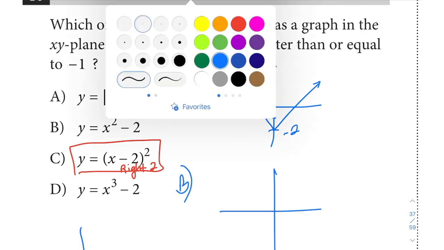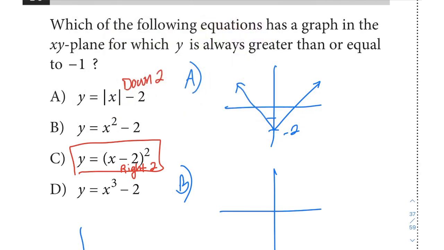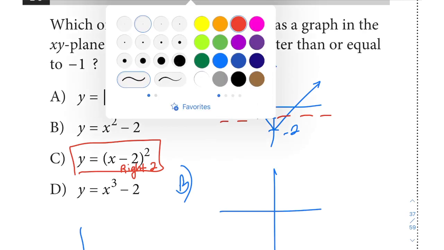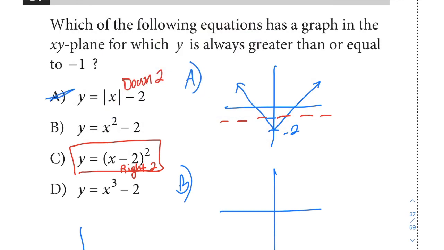And let's check how that relates to the question being asked. Because remember, they wanted a graph where the y is always greater than or equal to -1. So if we put a little dashed line here at y equals -1, we want a graph that's always above that line. And we can see for A that that does in fact drop below that line. So we would say no thanks to answer choice A.